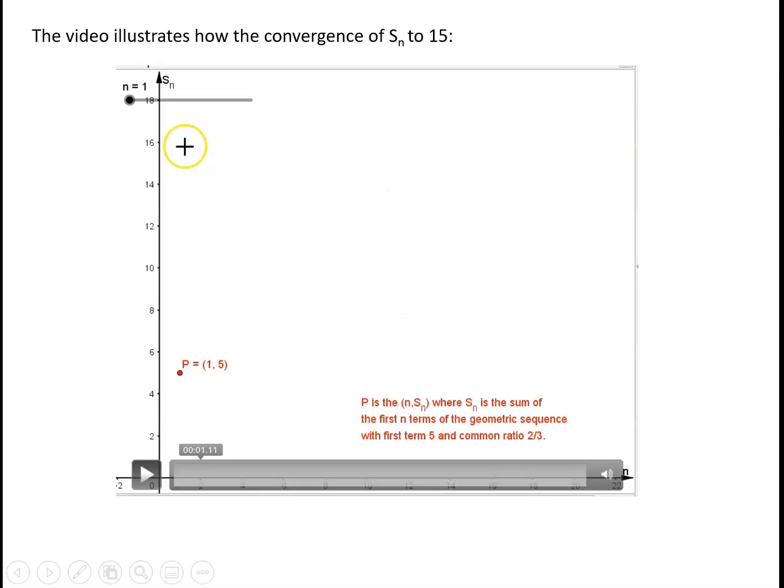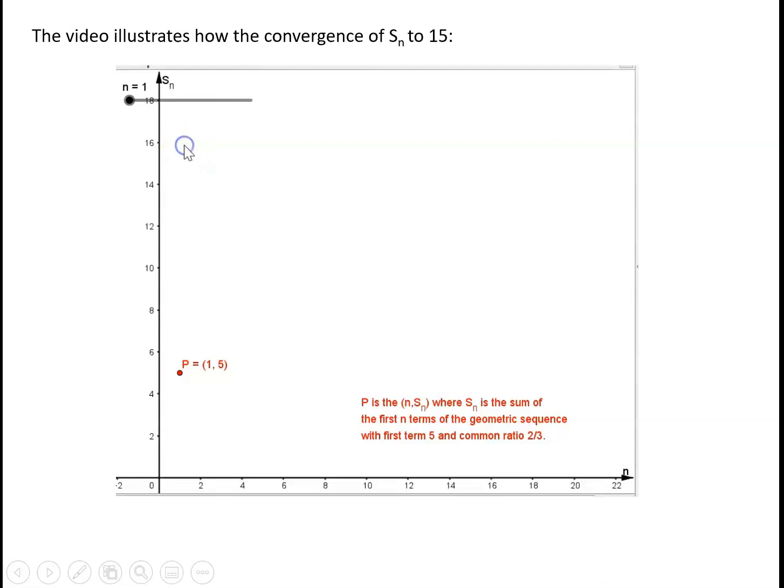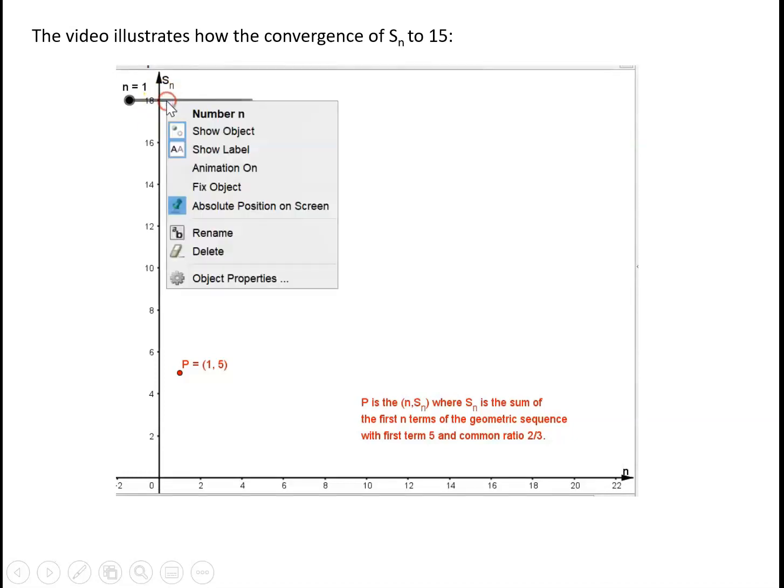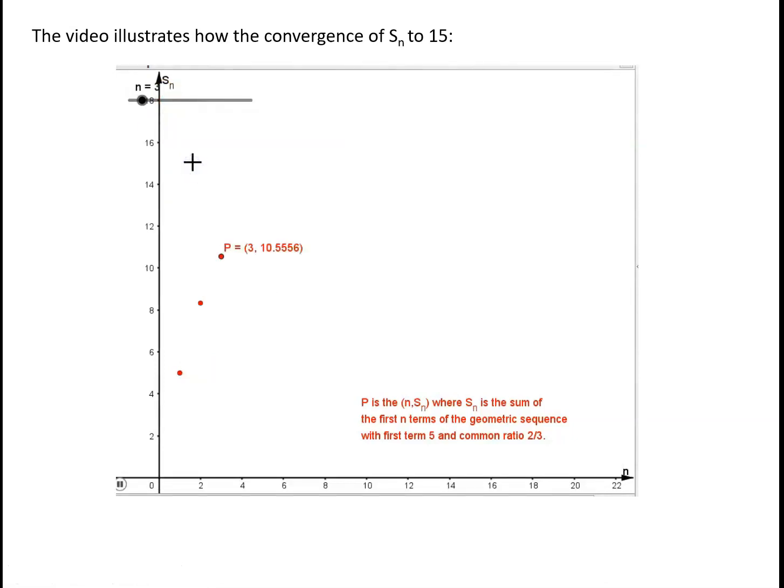So we can see this in terms of a small video. What we've got here is one term of the sequence gives me a sum of 5, two terms of the sequence gives me a sum just over 8. The more terms I take, we can see the sum is getting closer and closer to 15.